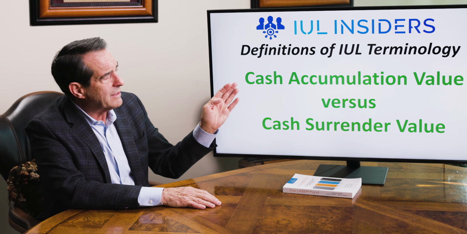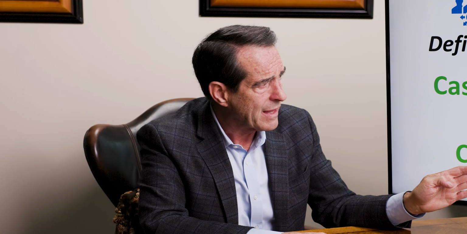Now, there is a difference between these two terms, and let me try to simplify it. Cash accumulation value. This is shown on the illustration when an agent is showing you hypothetically what you might expect, usually based upon historical rates of return. But it's not guaranteed, but they're usually showing you an illustration of how this may play out based on historical data. And you'll see 2 different columns on that illustration.